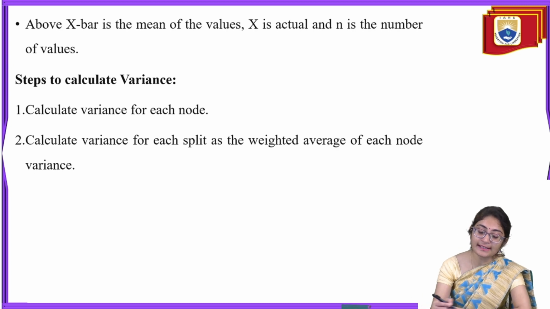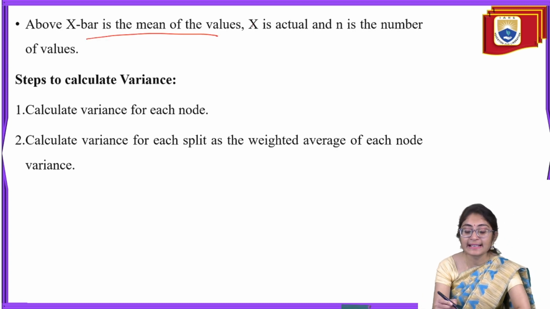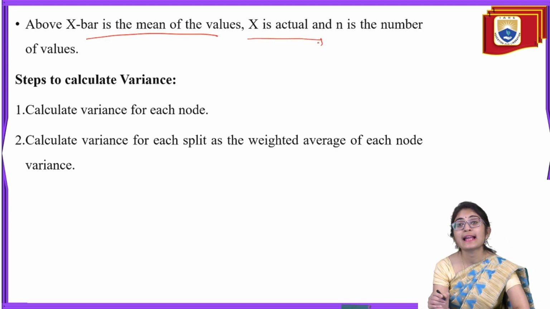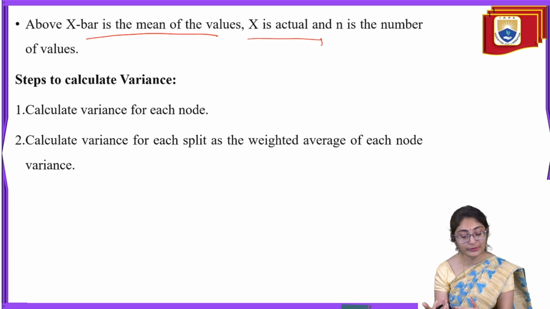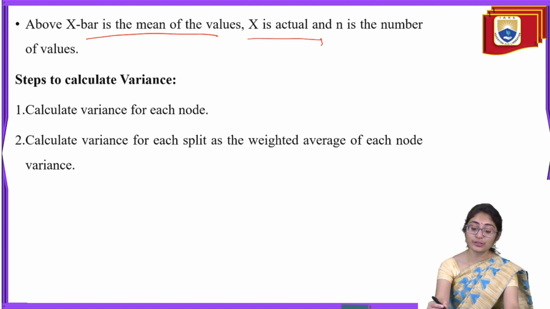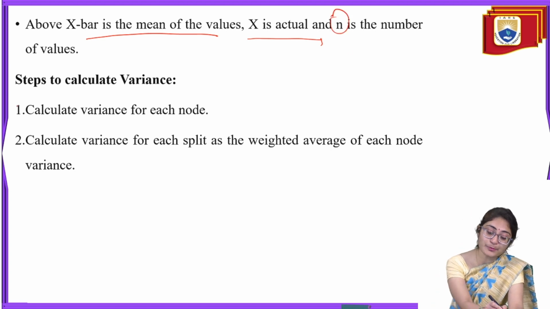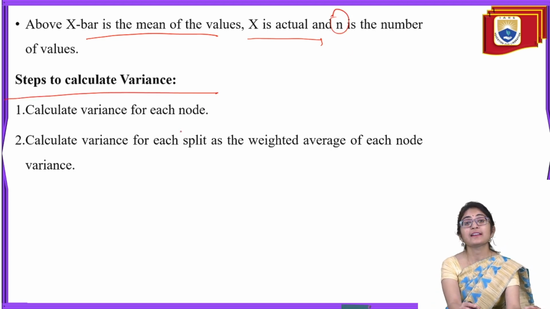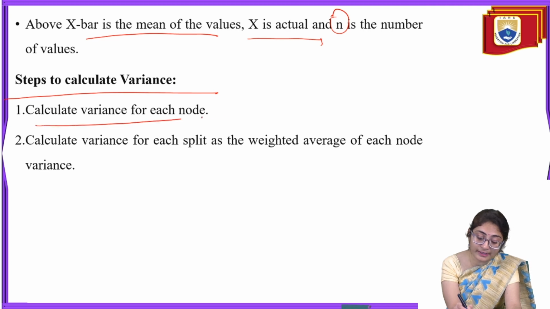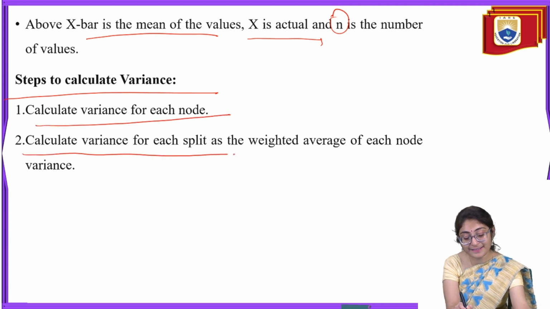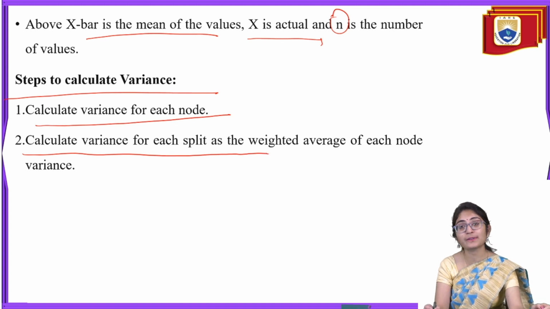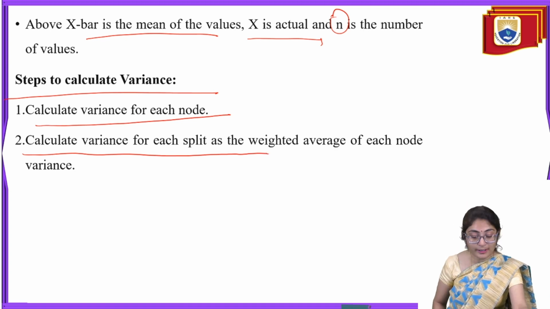And x bar is the mean of values, x is your actual value, and n is the number of values. How many numbers are available in your task? So it will show as n. And steps to calculate the variance: first, you have to calculate the variance for each node, and then calculate the variance for each split as the weighted average of each node variance.